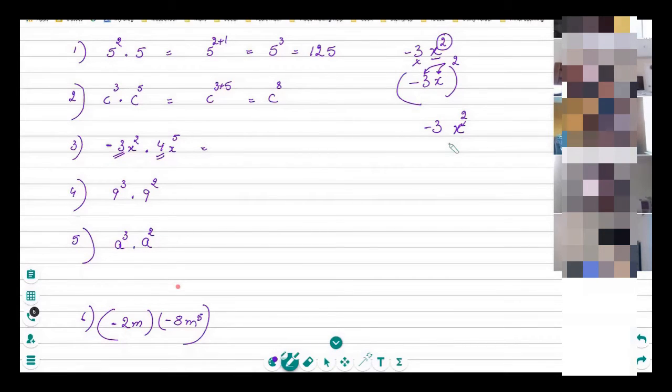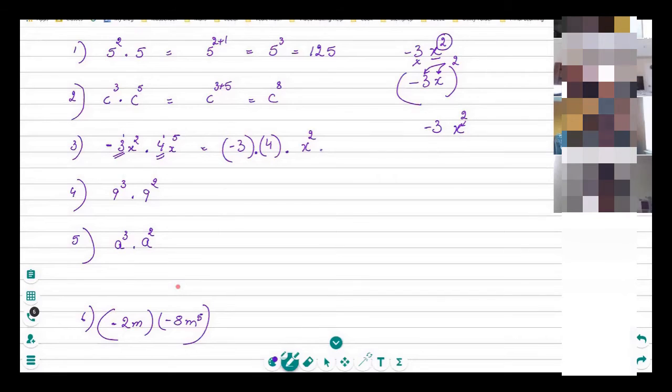Slightly stuck. Let me help you. See, minus 3x squared, we know that 3 is having power 1 and 4 is also having power 1, right? Let me just rearrange it. I'm writing it as minus 3 and 4 x to the power 2 times x to the power 5. Now, what will happen, Sophia, when I multiply these two? What is 3 times 4? 12. And what sign should it have?